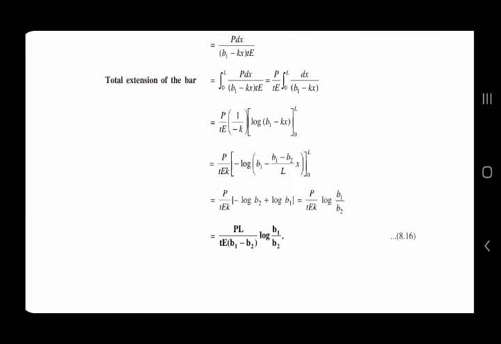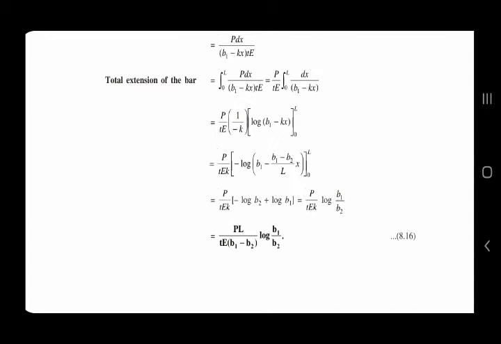Now if you substitute the value of A, it will be P dx upon (b1 minus kx) into T into E. And if you want to find the total extension of this bar or the plate over the entire length 0 to L, integrating 0 to L, we get P dx upon (b1 minus kx) T into E, which is equal to P by TE, which is a constant, integrating 0 to L, the variation is dx upon (b1 minus kx).